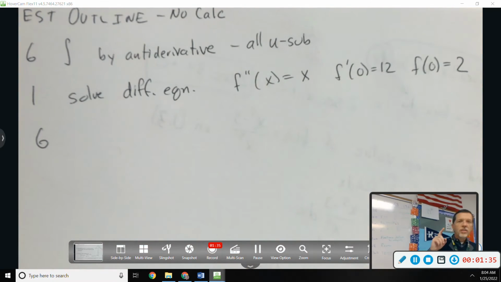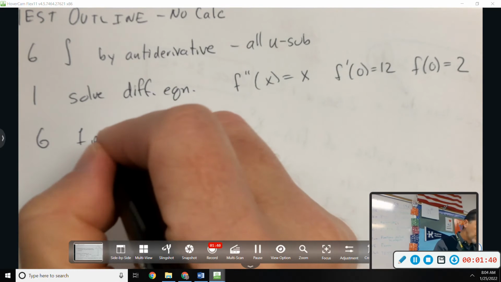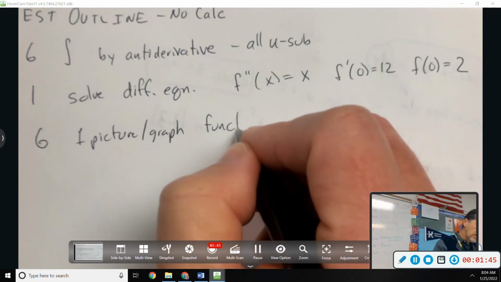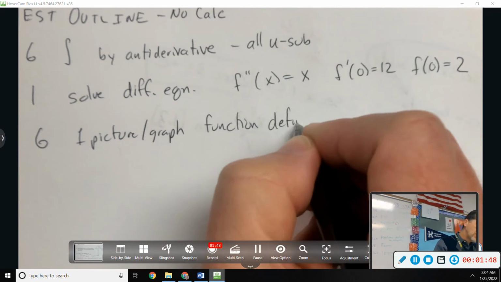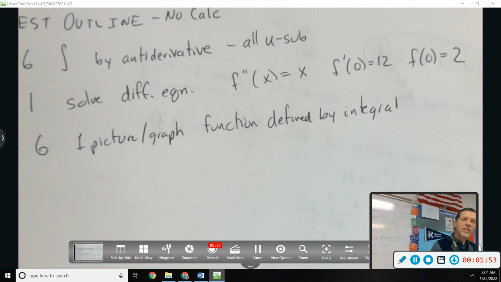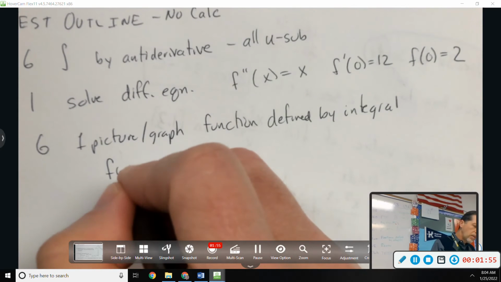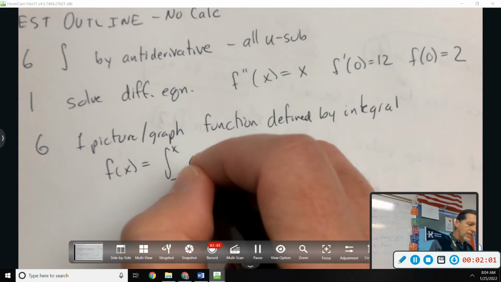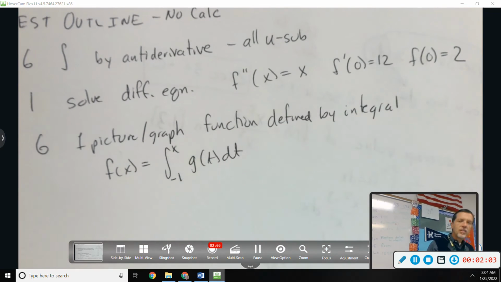Then there's 6 questions based on one picture. Try to phrase this right. One picture, one graph of a function defined by an integral. That's what we did yesterday. That's what we were just looking at, where f of x is equal to the integral from -1 to x g of t dt. So you take a derivative to wipe out the integral, but there's one picture and then we ask a bunch of questions about it, like the notes, like the homework.